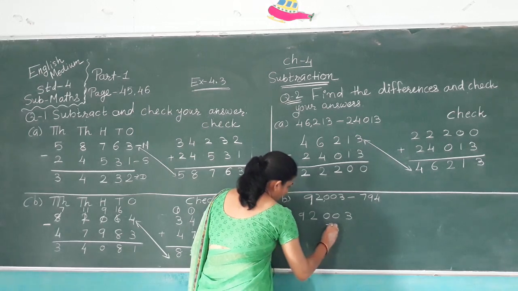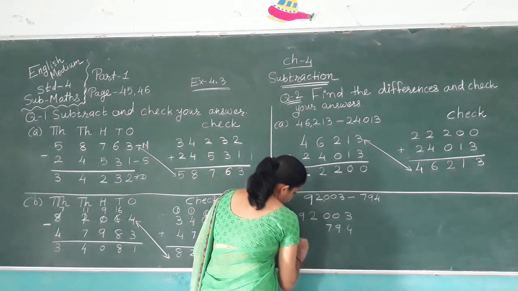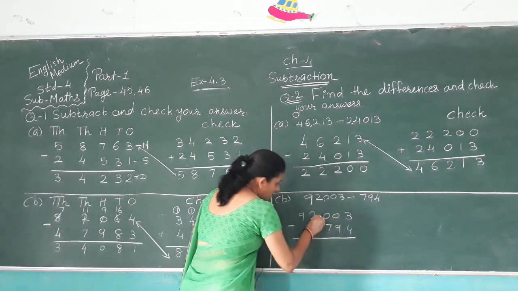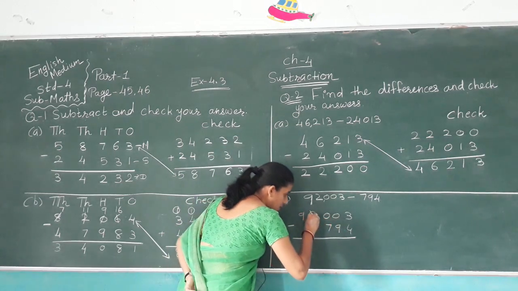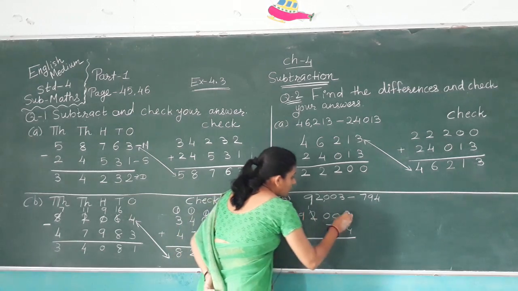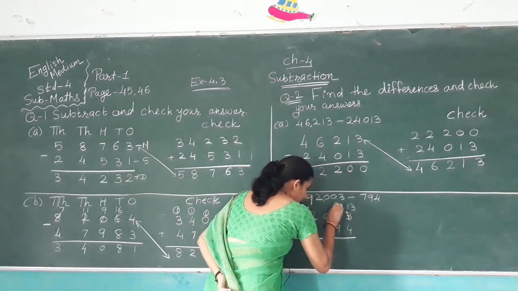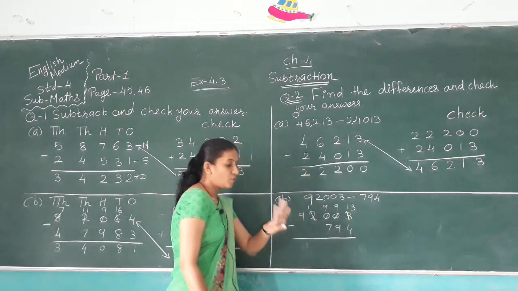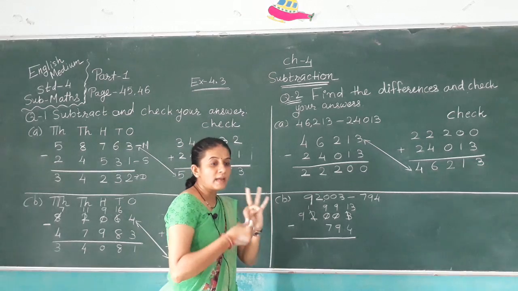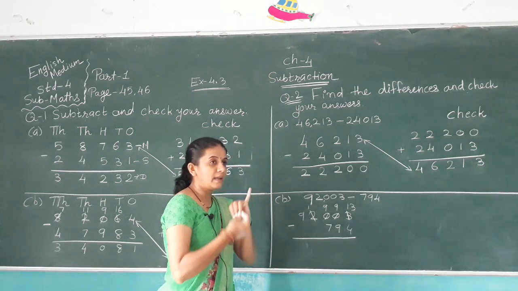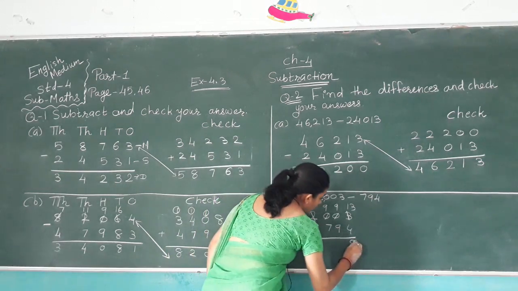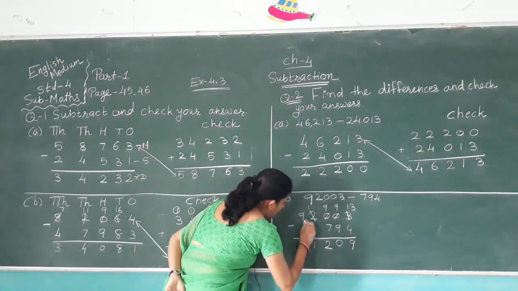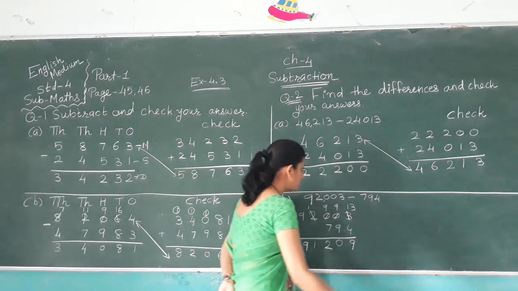92,003 minus 794. Again 3 minus 4, it is not possible, but here 0, here also 0. Borrow from the thousands place. Cut here 2, write here 1, and here 13. Then 9. Then 9. 13 minus 4. Take 4 fingers before 13: 12, 11, 10 and 9. 9 plus 9, 0. 9 plus 7, 2. 1 down and 9. Now check the answer.